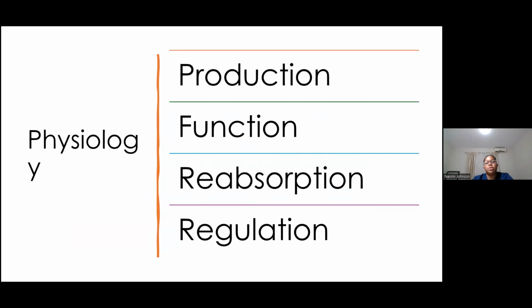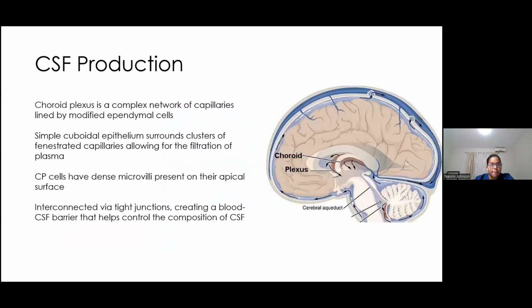So the physiology will be broken down to production, function, reabsorption, and regulation. So back to the choroid plexus, this is a network of fenestrated capillaries that allow filtration of the plasma. They line with epithelium cells that are called modified ependymal cells. And the choroid plexus has dense microvilli that present to the apical surface. So their cells have interconnected tight junctions, creating the blood-CSF barrier that helps control the composition of CSF.